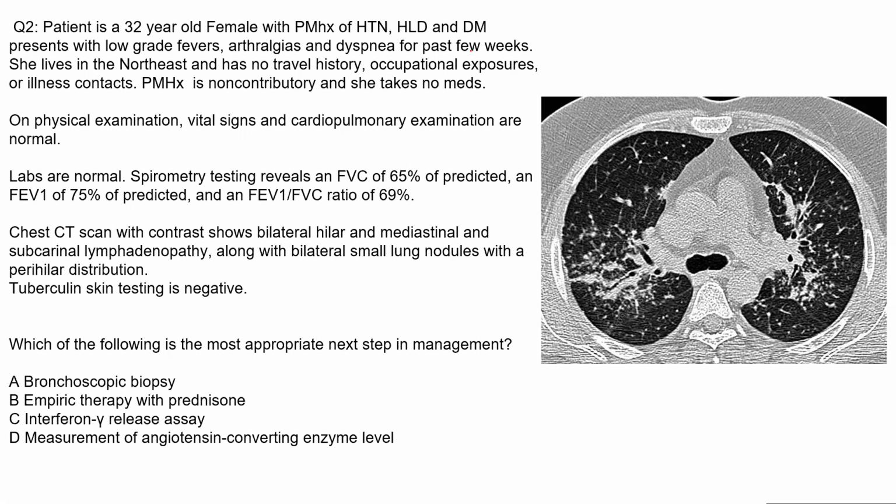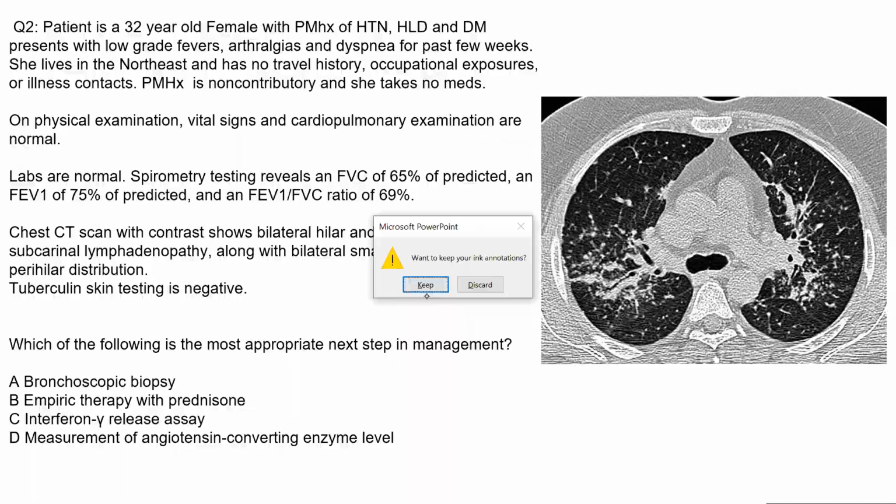Physical exam and vitals are all normal. Labs are normal. Her spirometry reveals an FVC of 65%, an FEV1 of 75%, and an FEV1/FVC ratio of 69%. The chest CT with contrast shows bilateral hilar, mediastinal, and subcarinal lymphadenopathy, along with bilateral small lung nodules with a perihilar distribution. TB skin test is negative. So the question is, which is the next appropriate step in management? And we'll head back to Hoot.